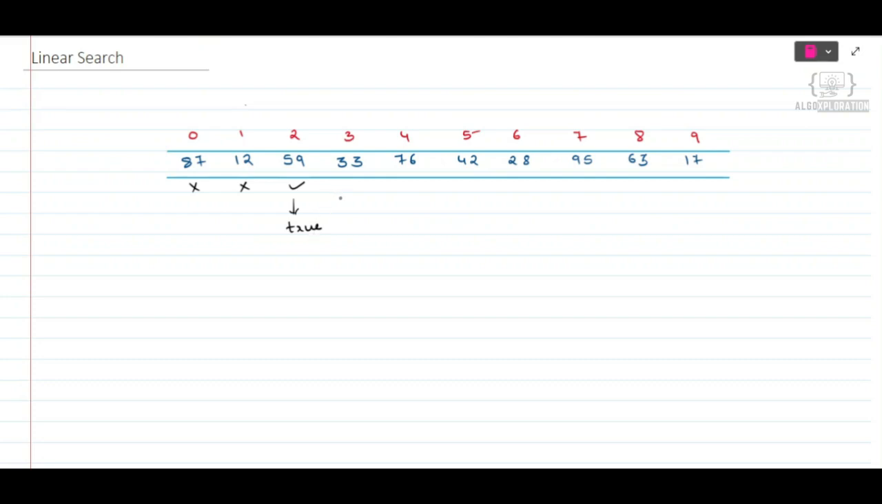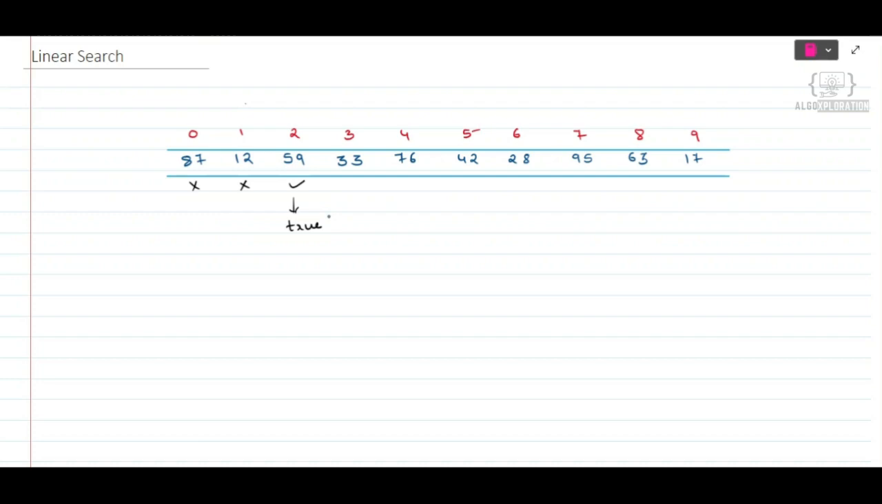Similarly, if you want to check whether element 17 is present in the list or not, starting with the first element: is 87 equal to 17? No. 12? No. 59? No. 33? No. 76? No. 42? No. 28? No. 95? No. 63? No. Is 17 equal to 17? Yes, it is. So we will return true. That means 17 is present in the list.